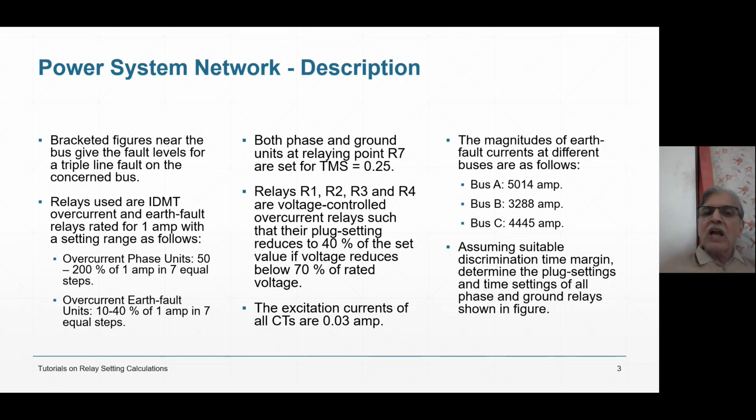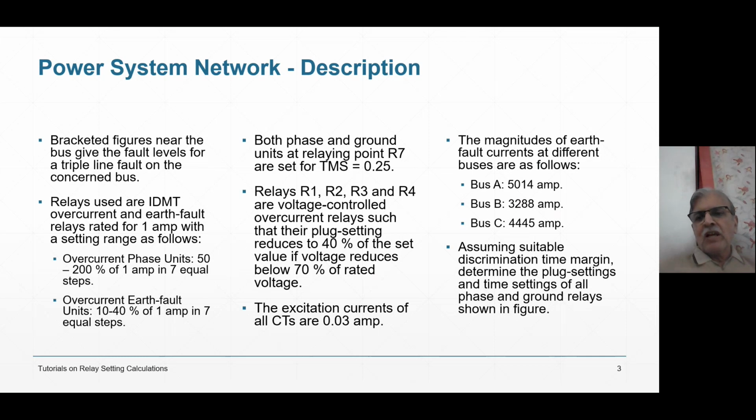Relays R1, R2, R3, R4 are voltage controlled overcurrent relays, such that their current setting reduces to 40% of the set value automatically if voltage collapses below 70% of rated value. If voltage is more than 70%, then the set value is retained. R5, R6 and R7 are not voltage controlled overcurrent relays. The excitation currents of all CTs is 0.03 ampere.